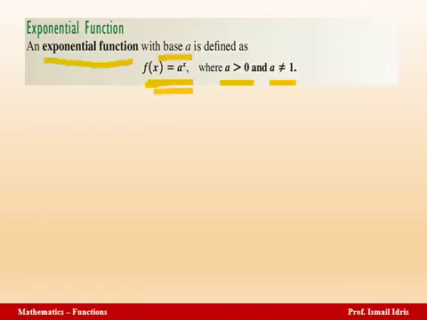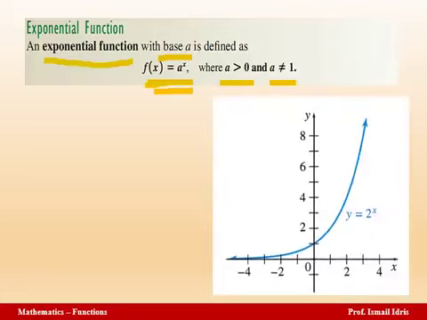A to the power x, so 2 to the power x, 3 to the power x, 5 to the power x, 8 to the power x. Okay? This is what we call the exponential function with the base a. That's an example. Y equals 2 to the power x. This is an exponential function, and that is its graph.